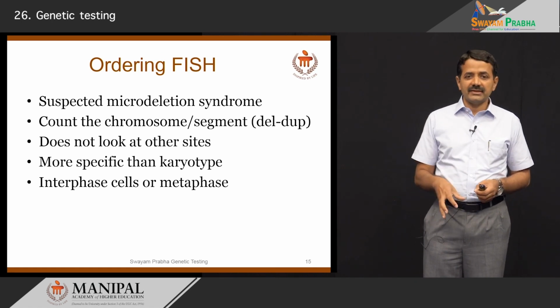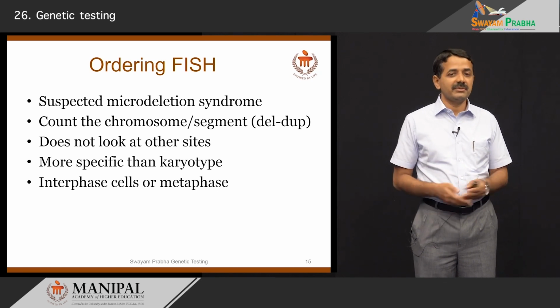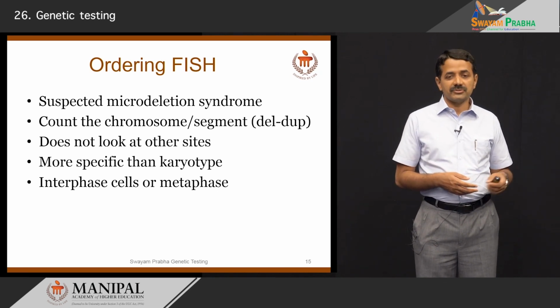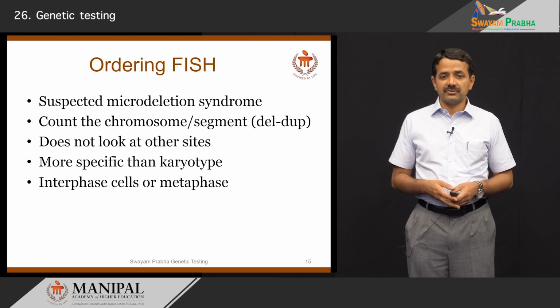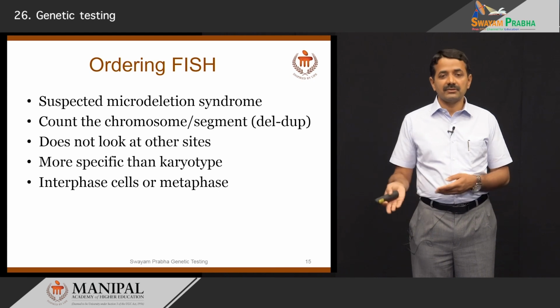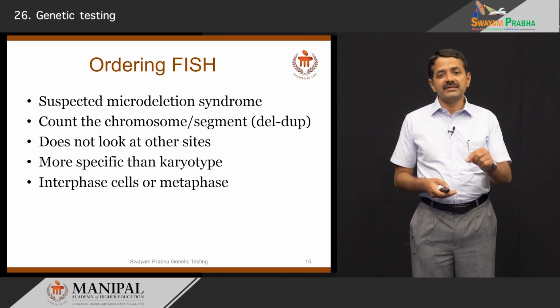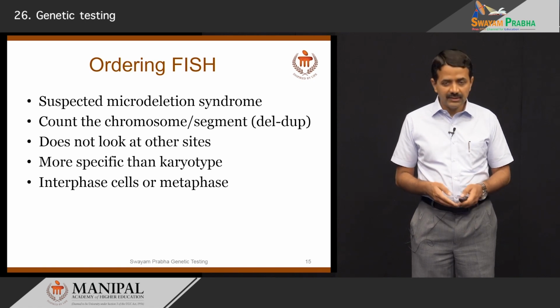It is more specific than karyotype. If you suspect Williams syndrome, you can do this, but in the same experiment it may not detect other chromosomal abnormalities or other microdeletions or duplications. You can use interphase cells, unlike karyotype, or you can use metaphase, where you can really see hybridization to the particular segment of the chromosome.